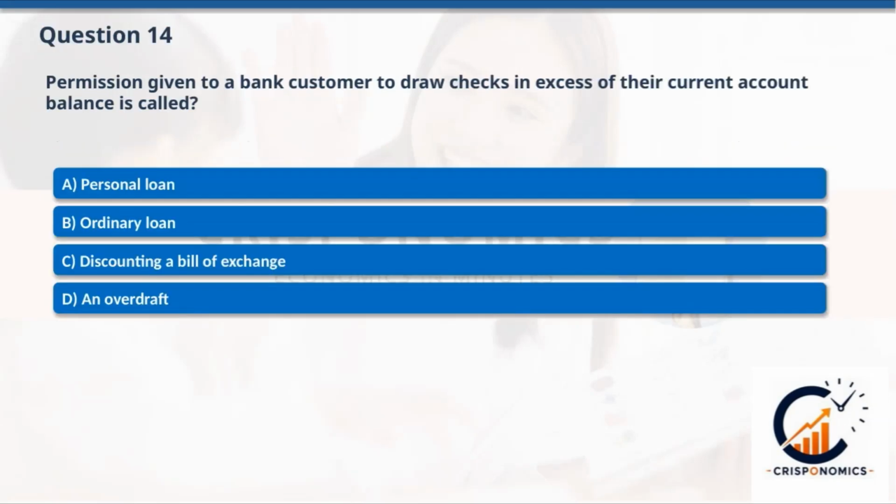Let's look at a common banking term. When a customer is allowed to write checks for more than what's in their account, what do we call that? Is it a personal loan, an ordinary loan, discounting a bill of exchange, or an overdraft? The correct answer here is an overdraft. It's essentially permission to go beyond your balance, with the bank's agreement. This concept helps us understand how banks manage short-term credit for their customers.